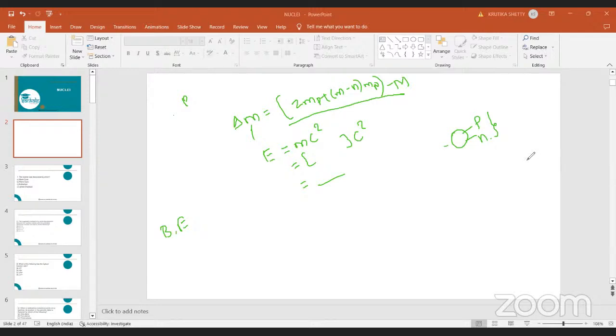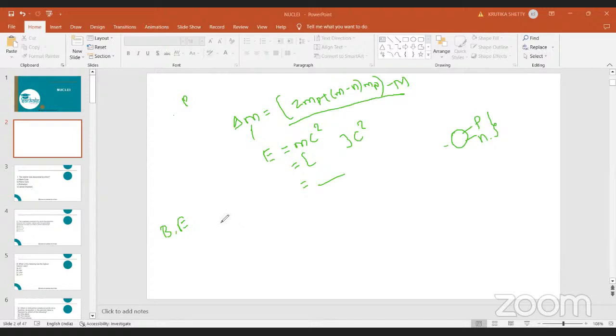To hold these nucleons within the nucleus, we need some external energy. That energy is called binding energy. The energy required to hold the nucleons within the nucleus is called binding energy. So here we have the binding energy per nucleon.